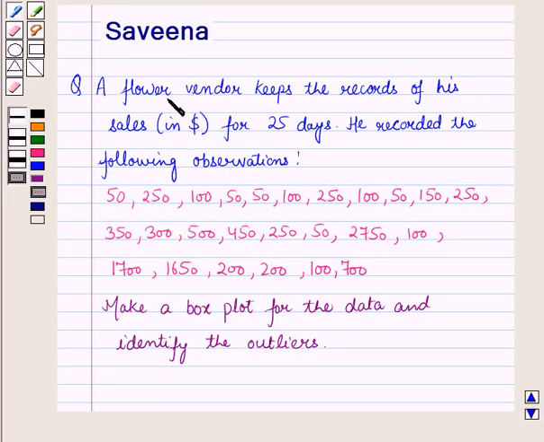In this session, we'll discuss a question which says that a flower vendor keeps the records of his sales in dollars for 25 days. He recorded the following observations, and these are the 25 observations. And here we have to make a box plot for the data and identify the outliers.